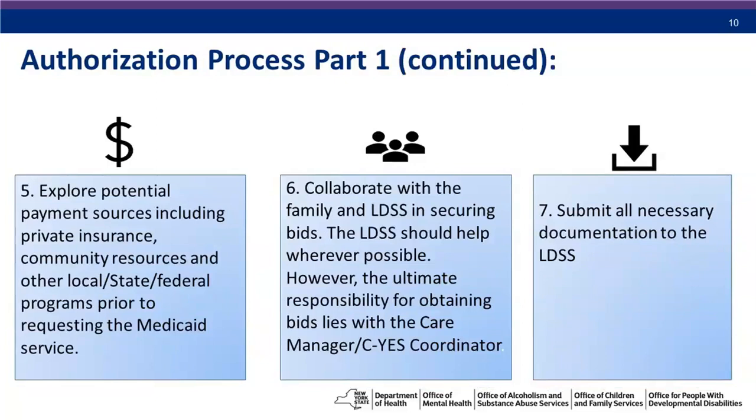So after they have eliminated the possibility of other funding, they would collaborate with the family and the LDSS to secure bids. So the LDSS should help wherever possible, but the care manager really should meet with the family and secure resources inside their community to get those 3 bids. And then they would submit all the necessary documentation to the LDSS.